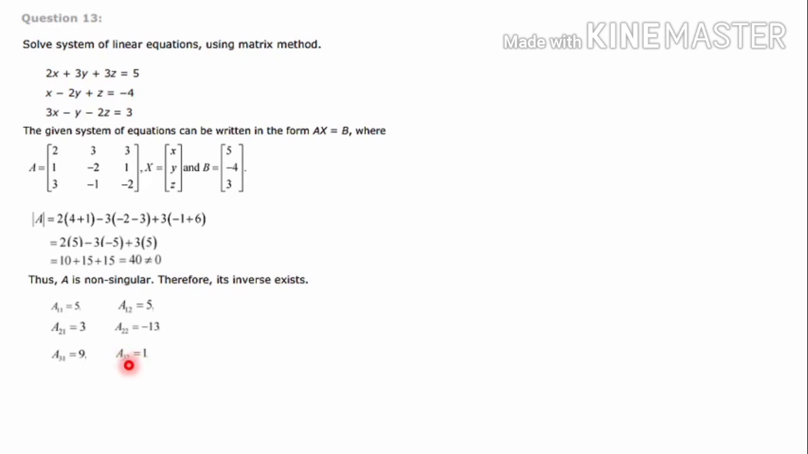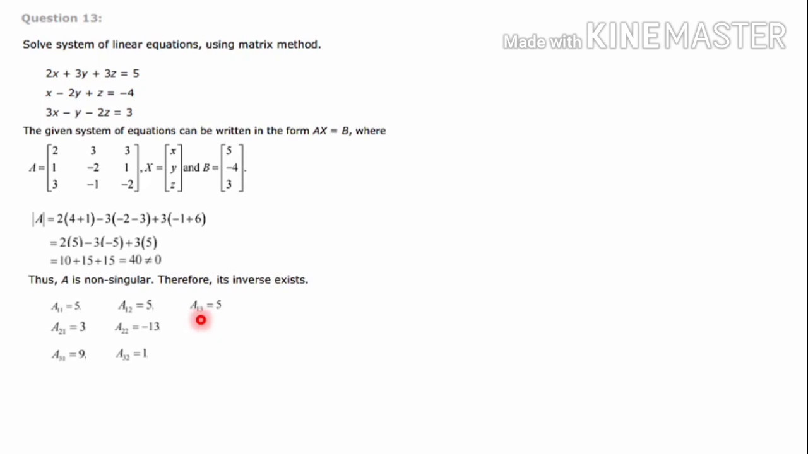Next one is A32, that is the cofactor of the element 3, 2, third row, second element. Third row, second element is minus 1. If you take minus 1, that row and column is eliminated. 2 into 1 is 2, minus 1 into 3 is 3. So 2 minus 3 is minus 1. Let's check the outside sign. Here 3 and 2 added, 5 will come. 5 is an odd number, so the minus sign is outside. So minus of minus 1 is plus 1.